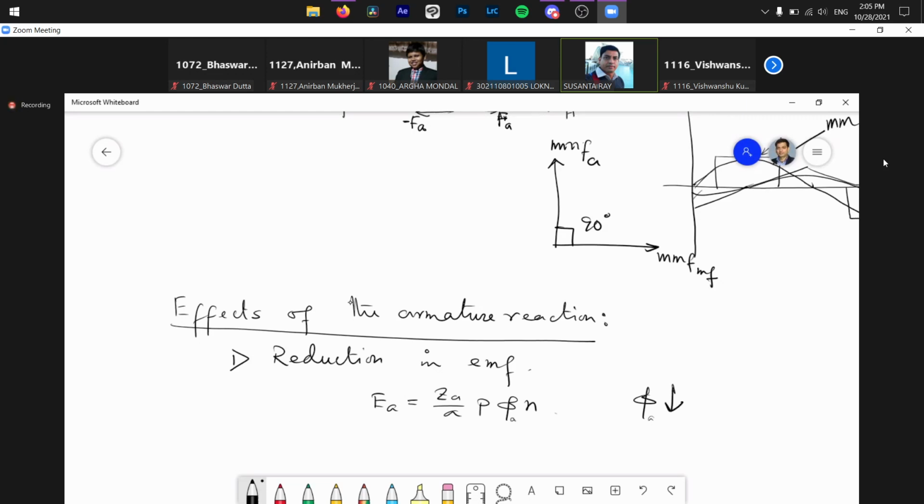Okay, so therefore there will be a reduction in the EMF as well. Okay, correct. So this is the first effect with the armature reaction. The next one is increase in iron losses.